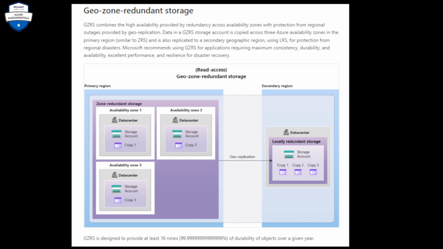Microsoft recommends using GZRS for applications requiring maximum consistency, durability, and availability, excellent performance, and resilience for disaster recovery. Diagram showing GZRS with primary region ZRS replicating data to LRS in a second region. GZRS is designed to provide at least 16 nines, 99.99999999999999%, of durability of objects over a given year.